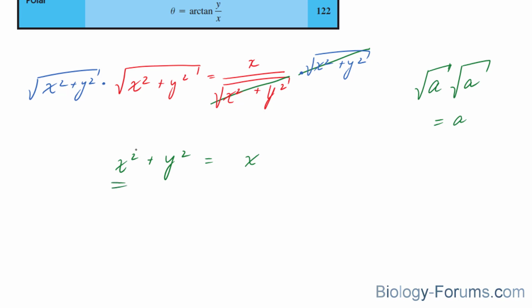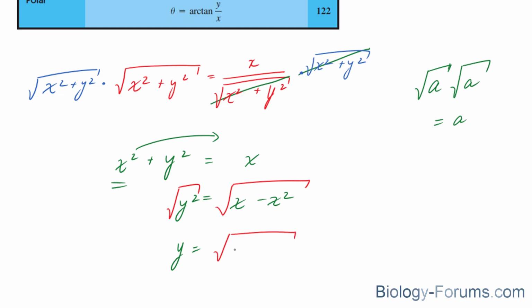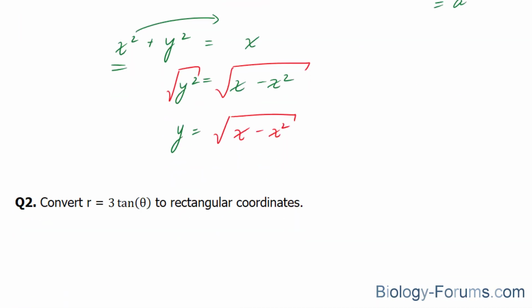We'll next move this over to the other side where we get x minus x squared, y squared, and our y value, we isolate it by square rooting both sides to get the square root of x minus x squared. That is question 1 of 2. I'm going to show you the next question below.